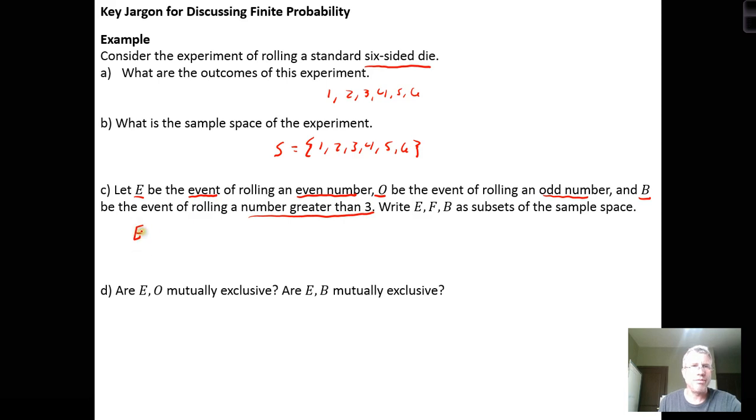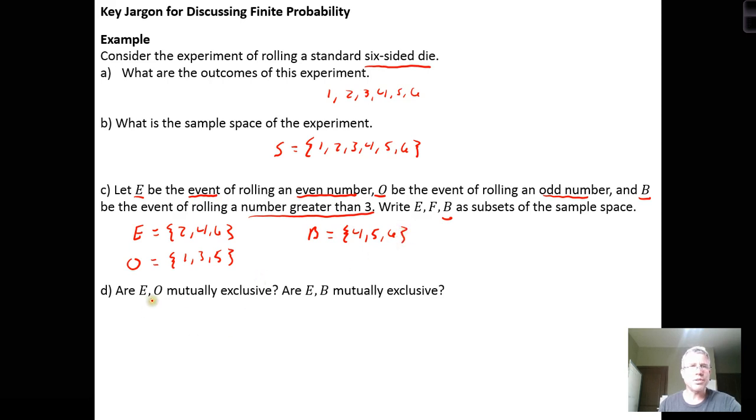So the set that contains the even numbers that you can get from rolling a die is the set {2, 4, 6}. The set of odd possible numbers is {1, 3, 5}. And the set B, which was rolling a number greater than 3, is just the set that contains all the numbers on the die that are greater than 3.